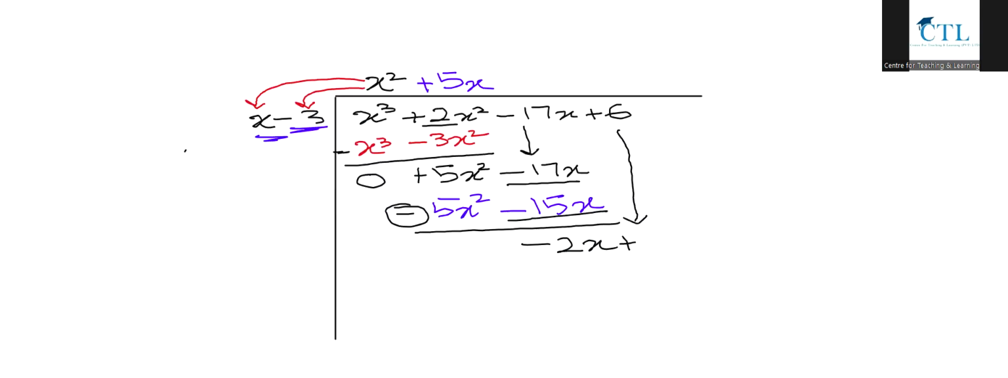Right. And the same loop continues. So minus 2x divided by x. So that's easy. Minus 2x divided by x. Basically, x gets cancelled off. So you get minus 2.